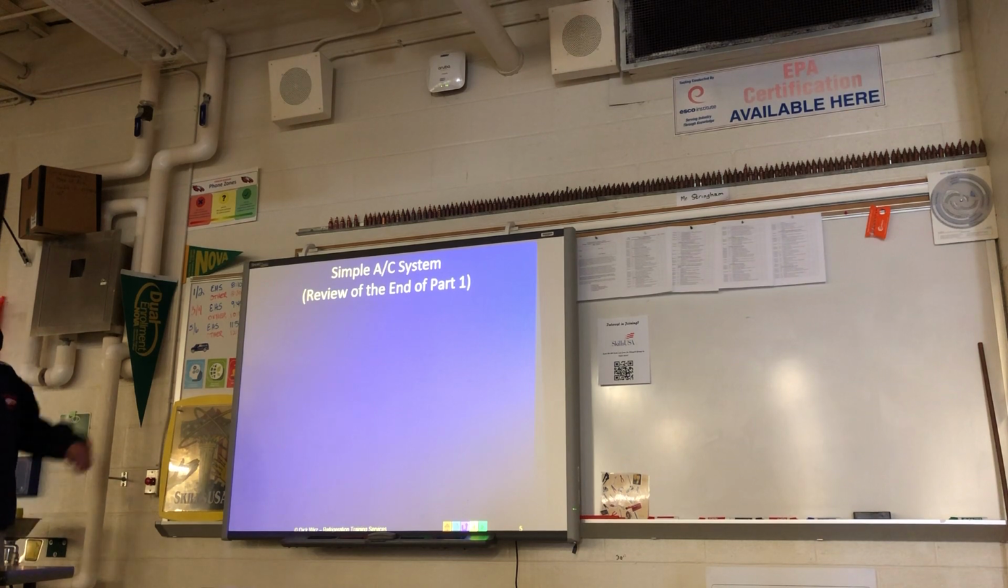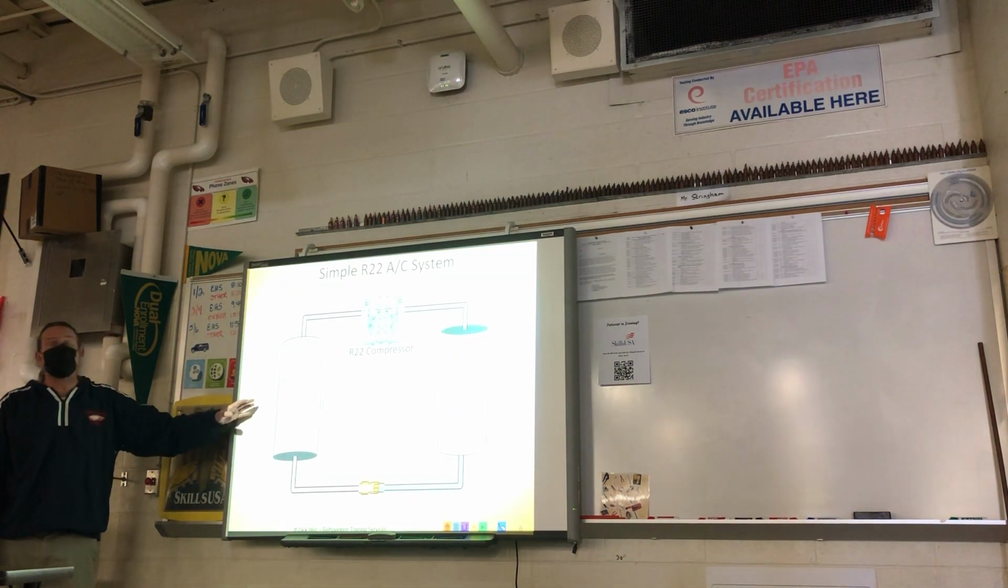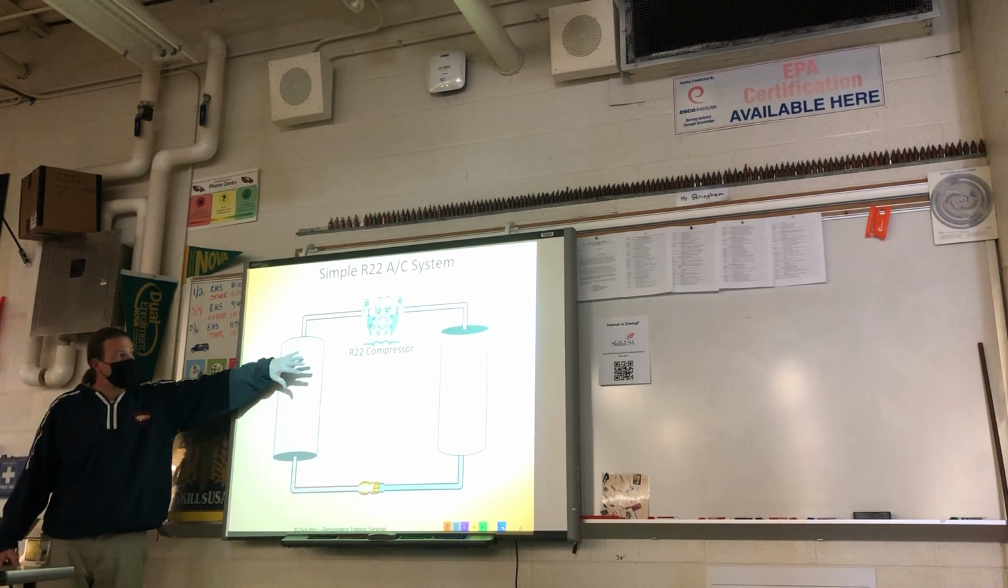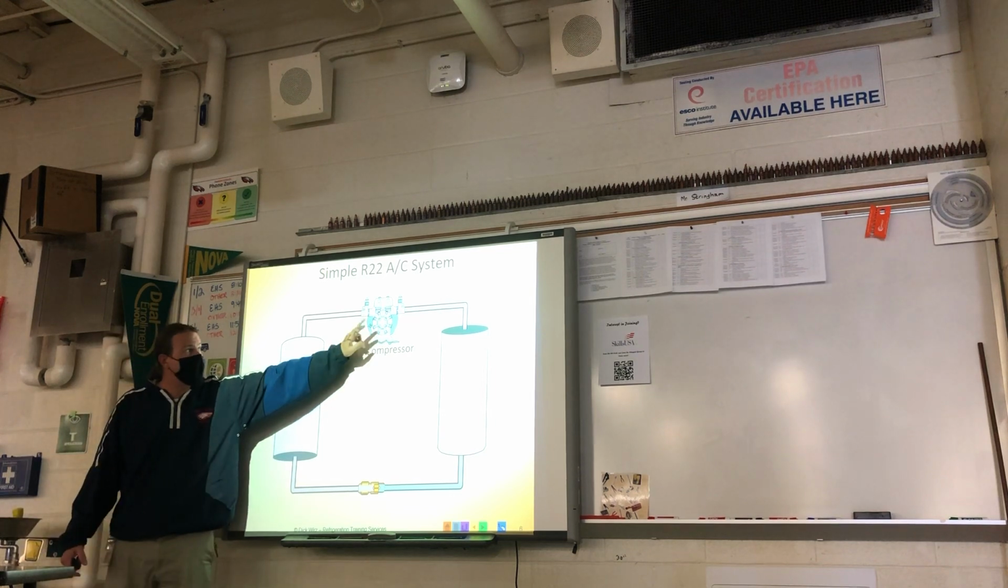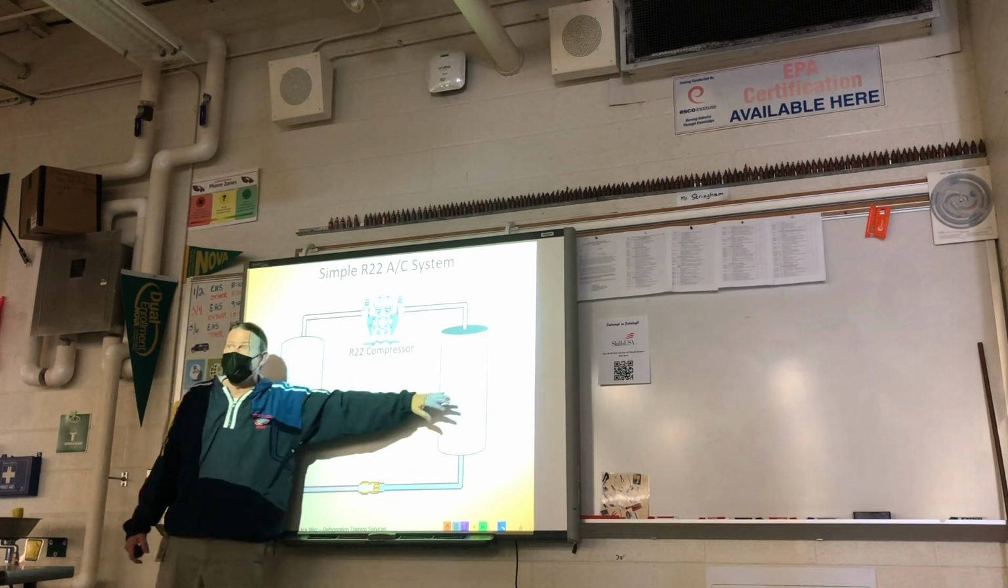Yeah. So this is where we left off at the end of part one. The basic illustration of the two tanks. Now, I had a tank, and it was a little different before. It was the actual R22 tank, but now we've got our semi-hermetic reciprocating compressor, my suction service valve, my discharge service valve. The tank in blue is going to be what?